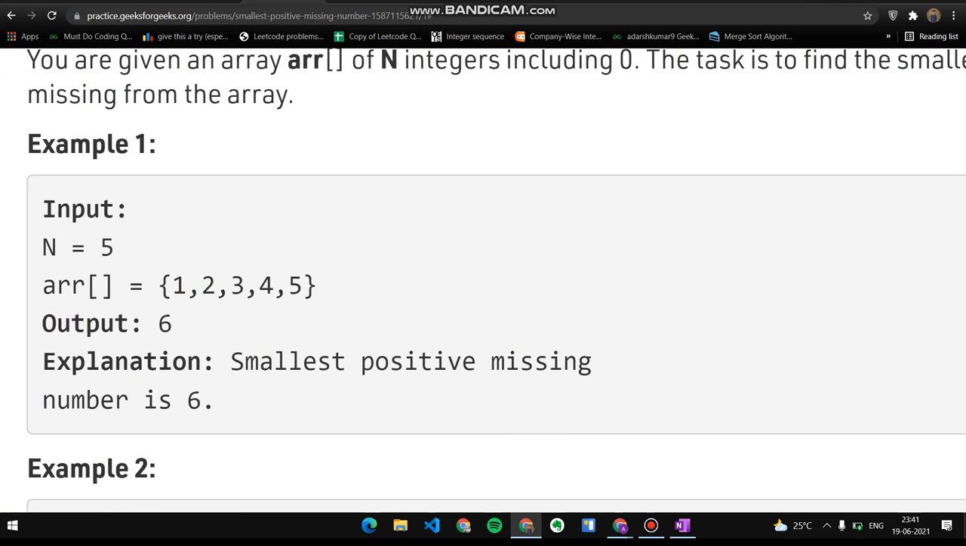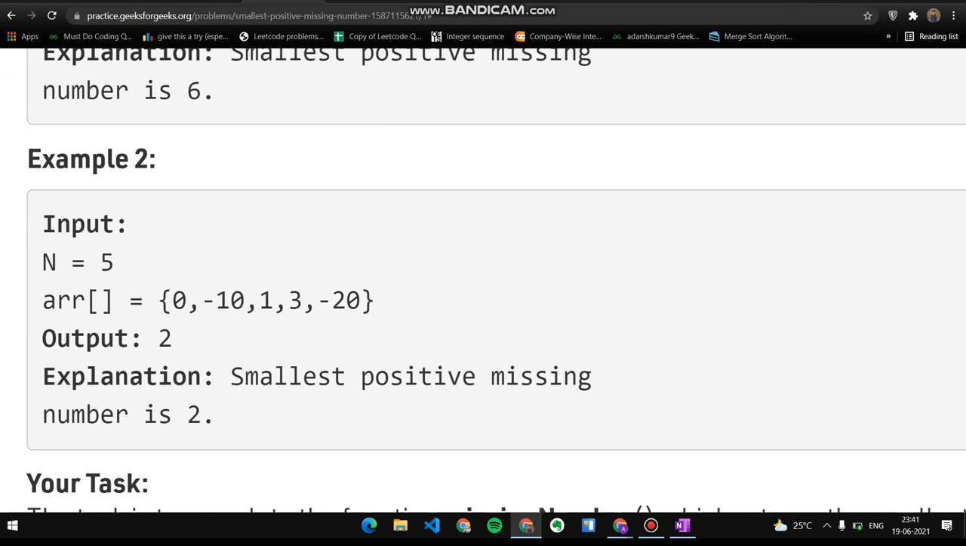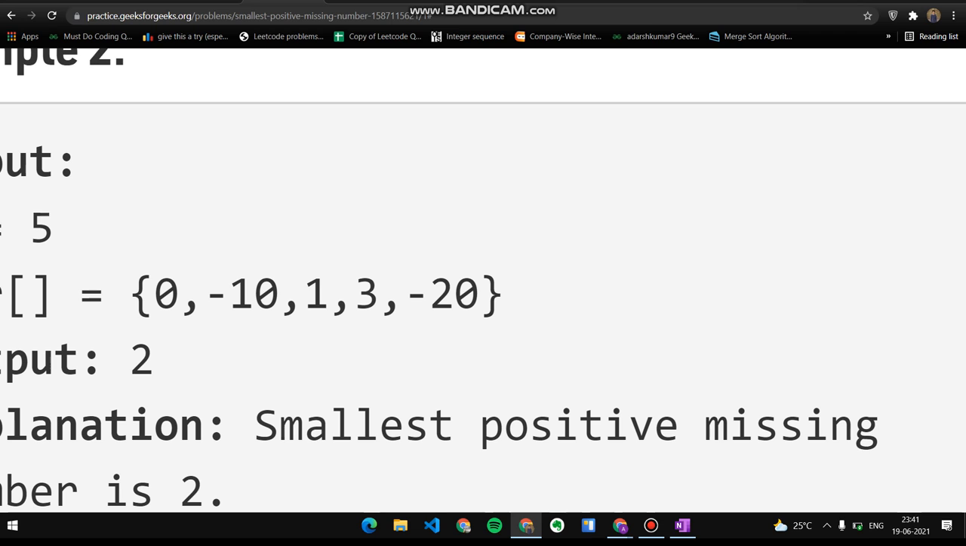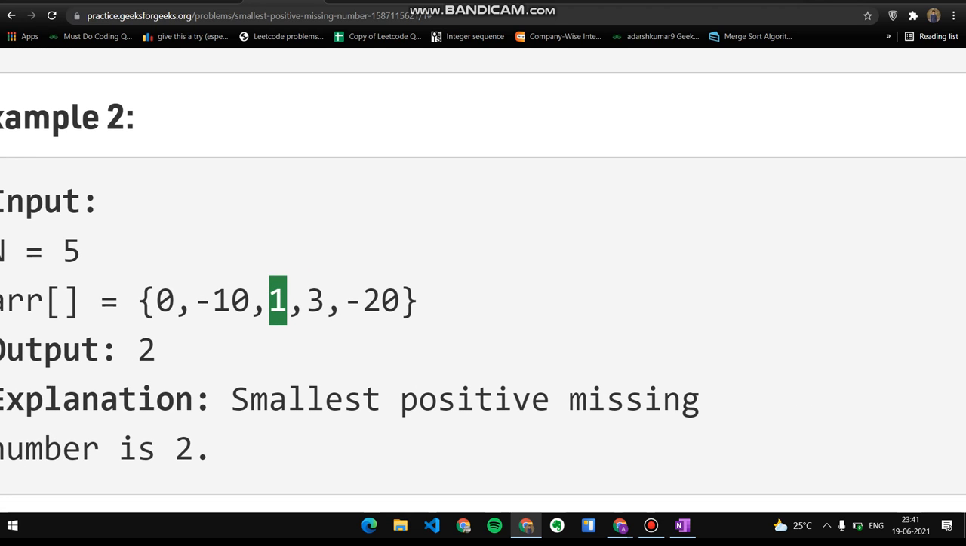So, for example, in example 1, the first positive integer missing from the array is 6, and in this one, 1 is present and 2 is not present. So 2 is the answer, which is the smallest positive missing number.